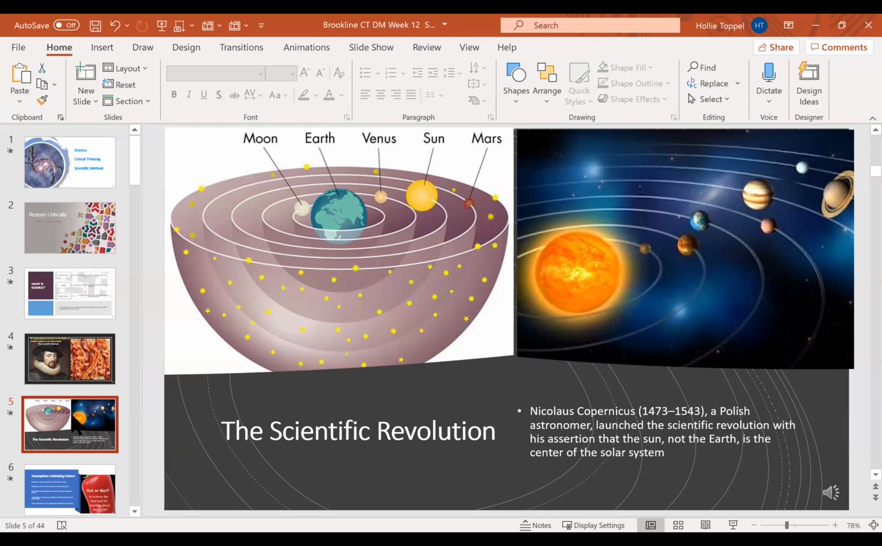All right, the scientific revolution. When did that happen? This is what people believed before the scientific revolution. It was Nicholas Copernicus in 1473, so that's almost 600 years ago. He was a Polish astronomer, and they didn't have Poland then, so I don't know why they say Poland. He launched the scientific revolution because he asserted the sun, not the earth, was the center of the solar system. I wonder how long he lived. That was pretty radical back then, very radical.